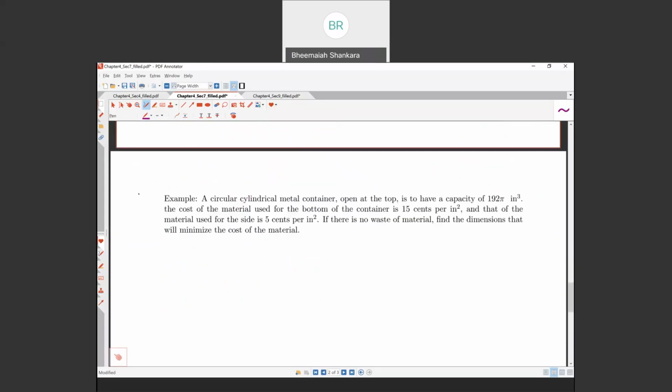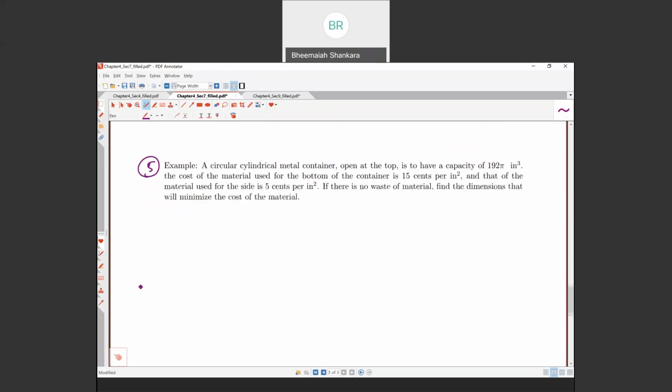So in the next example, a circular cylindrical metal container open at the top is to have a capacity of 192 pi inch cube, and the cost of the material used for the bottom of the container is 15 cents per inch square, and that of the material used for the sides is 5 cents per inch square. If there is no waste of the material, find the dimensions that will minimize the cost of the material.